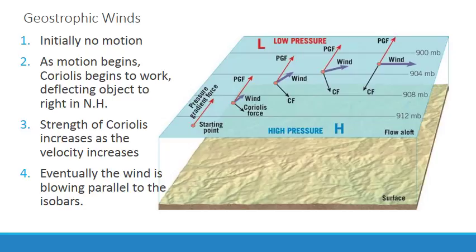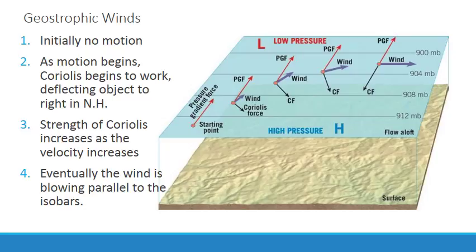So as soon as the parcel begins to move, the Coriolis force commences and causes deflection to the right for winds in the northern hemisphere. As the parcel accelerates, the strength of the Coriolis force increases, and you can see the length of the vector labeled CF increases. Right? That Coriolis force is represented by a vector, which is an arrow. It's any quantity that has a direction and a strength or a magnitude.